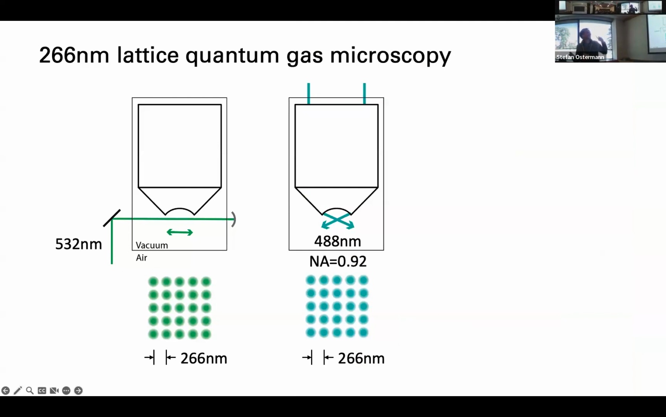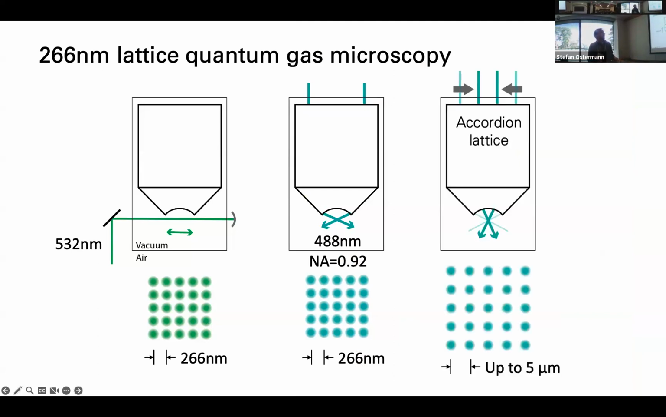And so the idea is then to use blue light through the microscope objective to capture the atoms from that green standing wave. And then we can change the lattice spacing that is projected through the accordion to make it large, and then it's much easier to image the individual atoms. It's kind of like what you do in tweezers.